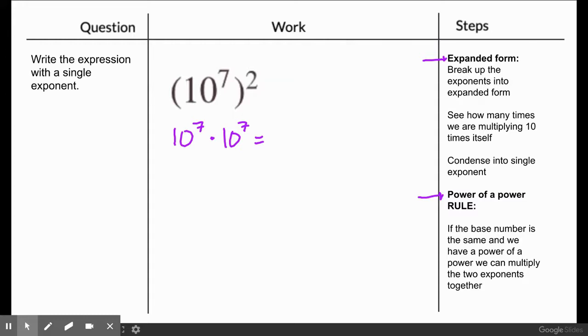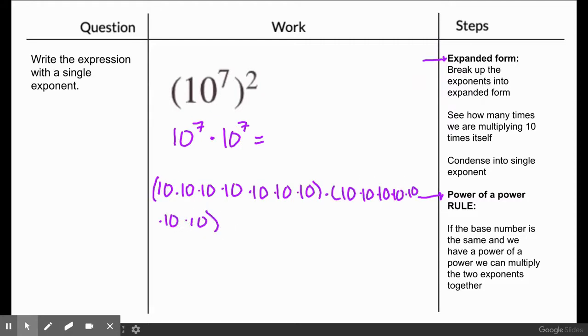But first, we're going to break that up even more to expanded form, where we're going to have 10 to the power of 7, meaning we're multiplying 10 by itself 7 times. And then we're going to do that again. I had to go down to the second line here because I have a bunch of 10s, but what we can see here is we're multiplying 10 by itself a bunch of times. How many times are we multiplying it by itself? We could add up to 14 here.